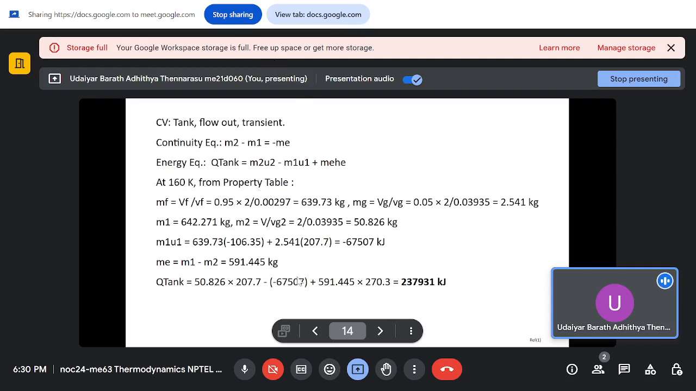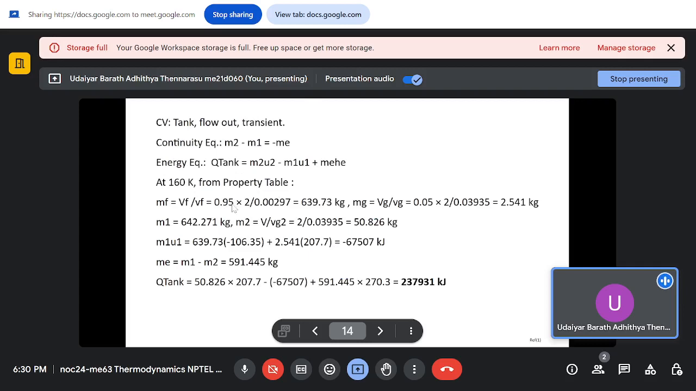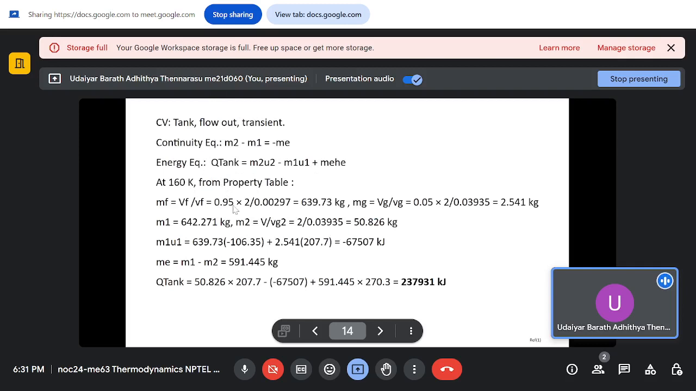from the property table for methane, we can find out the specific volume at 160 Kelvin. Saturated vapor is 0.00297. The volume occupied by liquid is 95%, so your volume is 0.95 into 2, since your storage tank capacity is 2 meter cube. So 2 into 0.95 is occupied by liquid, divided by liquid specific volume. It will give me the mass of liquid which is present at state 1, which is 639.73 kg.